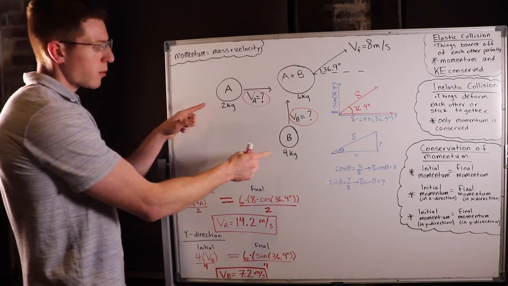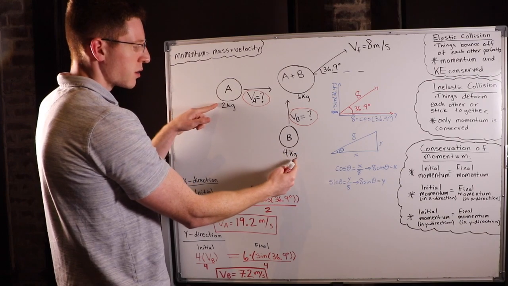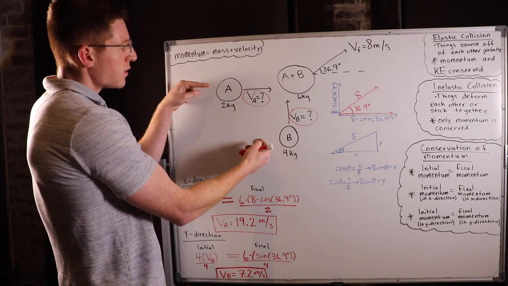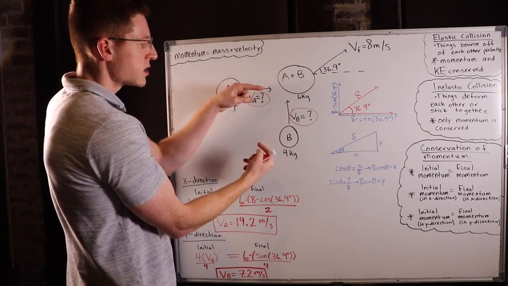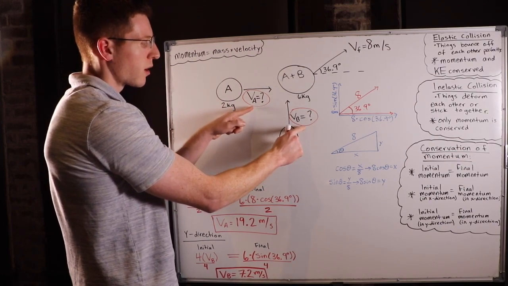So in this problem, I want to draw your attention here to mass A and mass B. They're 2 kilograms and 4 kilograms respectively. And initially, block A is moving this way and block B is moving this way. A is moving east and B is moving north, and we don't know their initial velocities. That's what we want to find out.